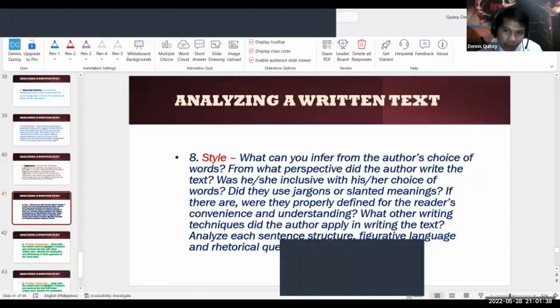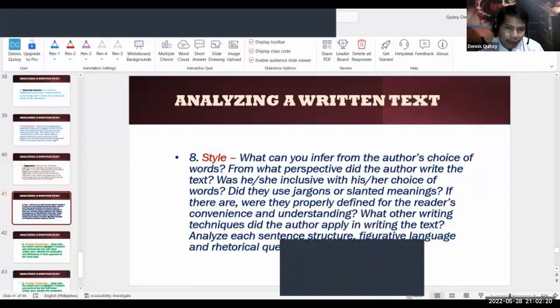So kanang jargons nga mga meaning, example, Cebuano, naa ba mga words nga haom gyud para sa Cebuano or nigamit ba siya og mga language nga dili Cebuano? So niya, gi-appeal niya sa Cebuano. So mga jargons or slanted meanings nga naay mga words sa Cebuano, kung imo na siyang isulti sa Tagalog, lahi ang meaning. So nagamit ba siya ana nga mga words para nga masabtan gyud sa mubasa o maka-naay convenience ang pagbasa sa usa ka tawo.